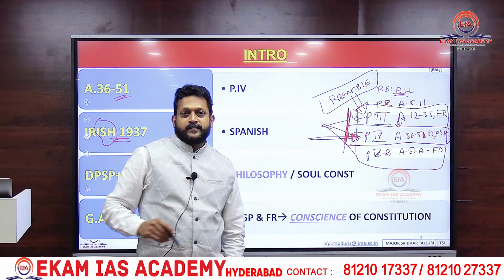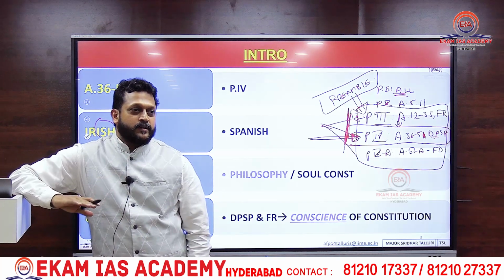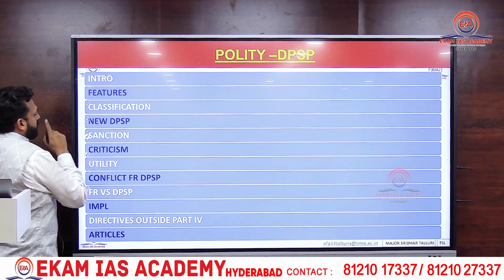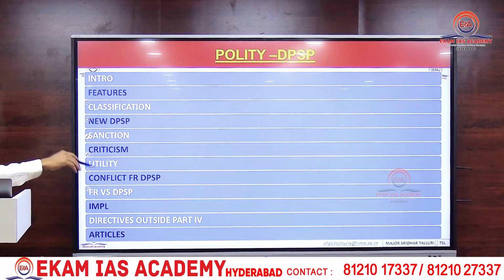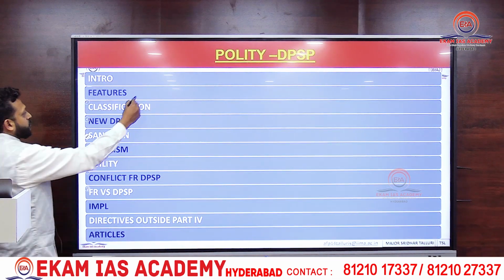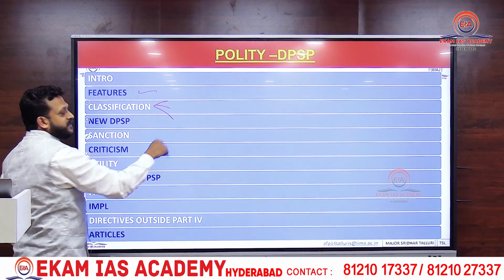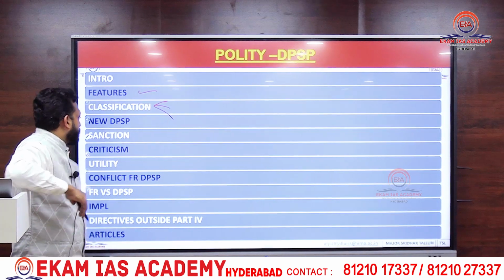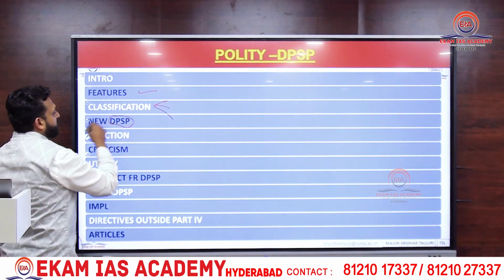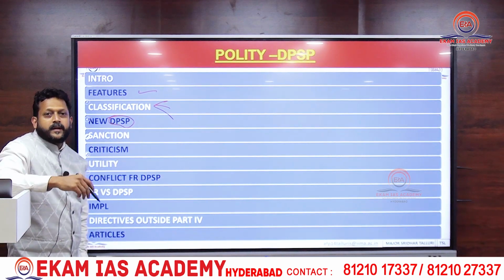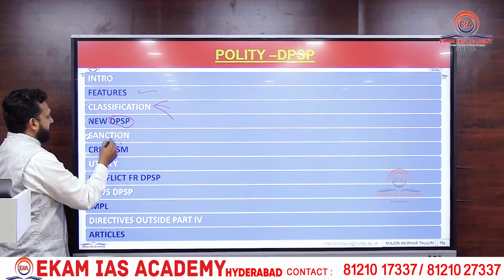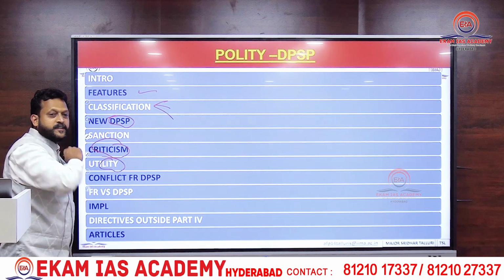Any doubts so far? Understood? Okay. Now we'll go into these parts of DPSP: features, classification into types such as Gandhian principles, socialist principles, liberal and intellectual principles. And new DPSPs have been added through several amendment acts like the 42nd and 44th. Obviously, there is criticism.